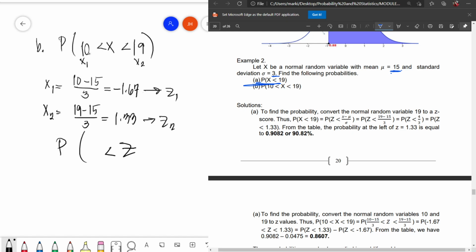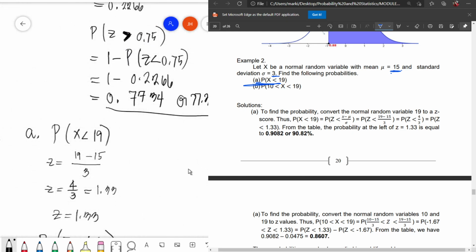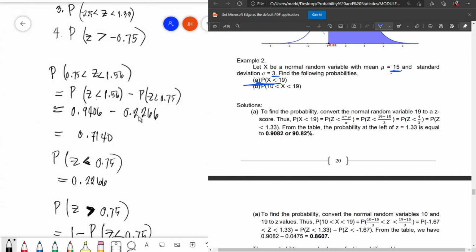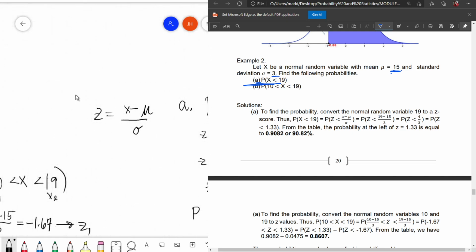So, instead, pwede na tayong gumamit ng negative 1.67 tapos less than 1.33. Tapos, proceed ulit kayo sa ganitong paraan. Ito na naman yung gagamitin. Okay? So, ang pagkakaiba lang yung normal is i-standardize nyo pa para makagamit yung z-score. Kasi pag z-score na yung given, hindi na. Diretso na kayo dito. Pero pag hindi pa, kailangan talaga nyo gamitin ang formula na ito.